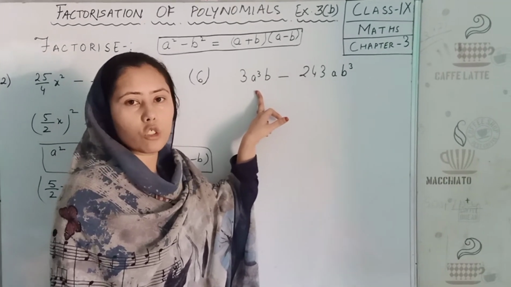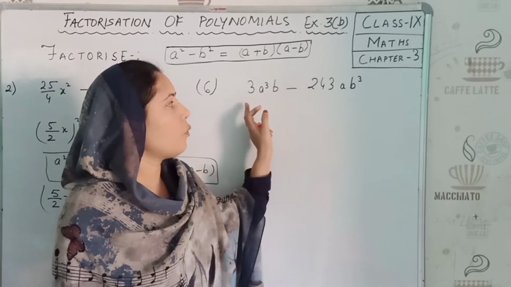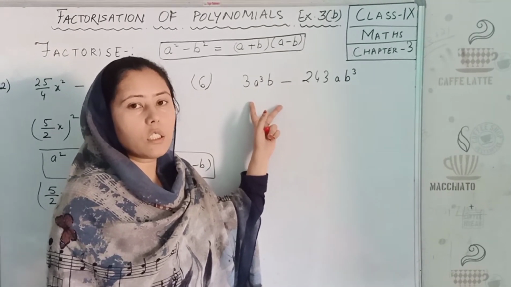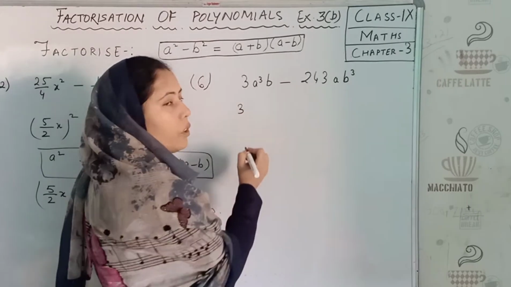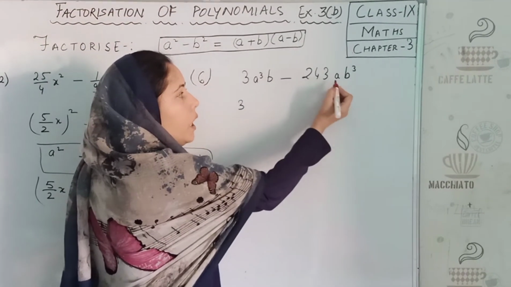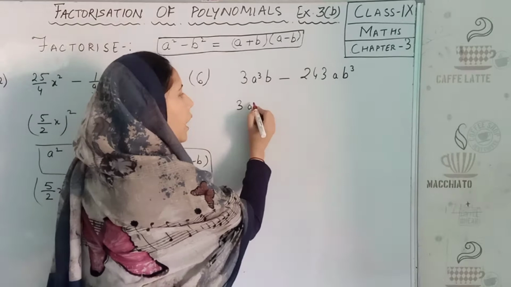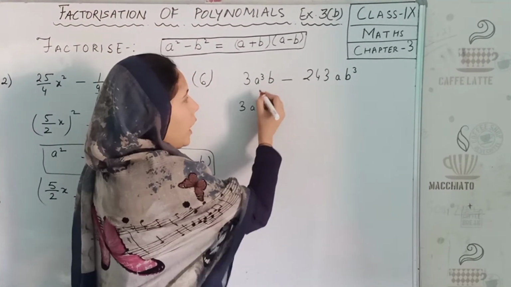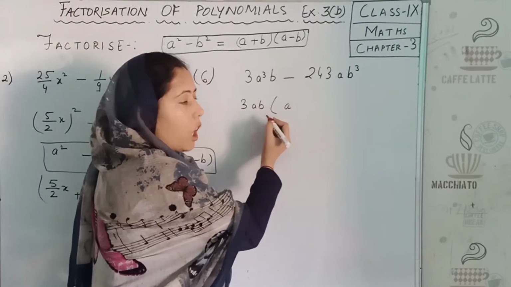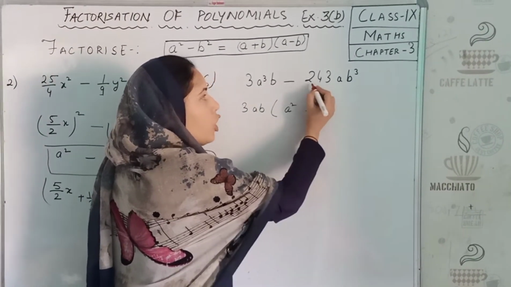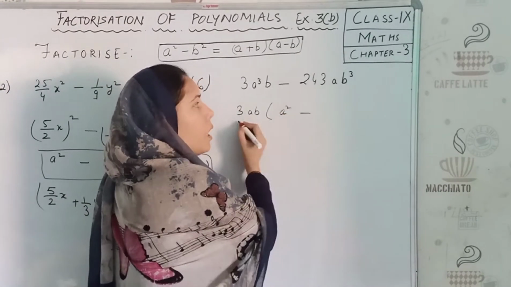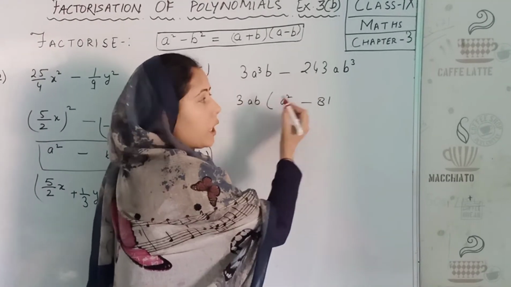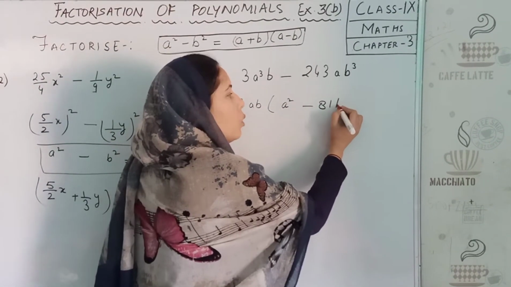Understood? 3 is not a square, neither is a cube a square of any number. So first of all, if you observe these two terms, you will see that 3 is common. We will take out 3 as common. A cube, b, and a, b cube: ab is also common in both. What is left now? 3 is gone, a is gone, so a square is left, b is gone. Minus, 243 divided by 3, you will get 81. A is gone, b is gone, it was cube, so you will get b square.